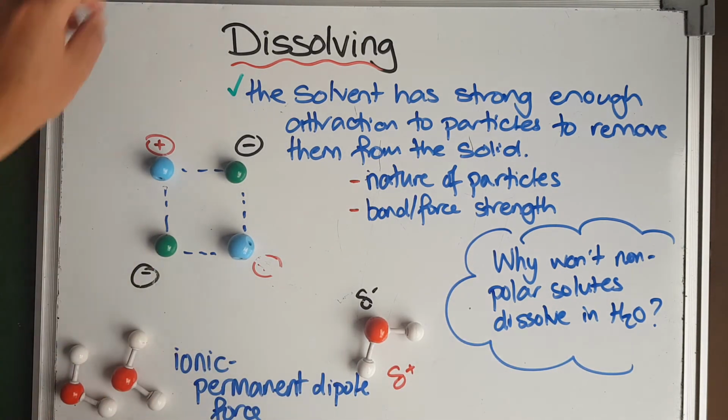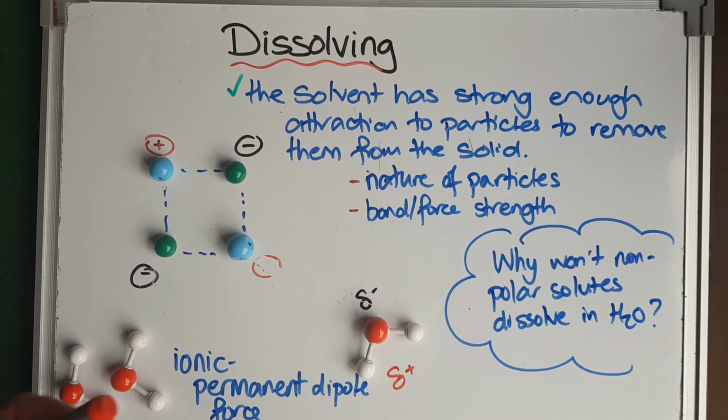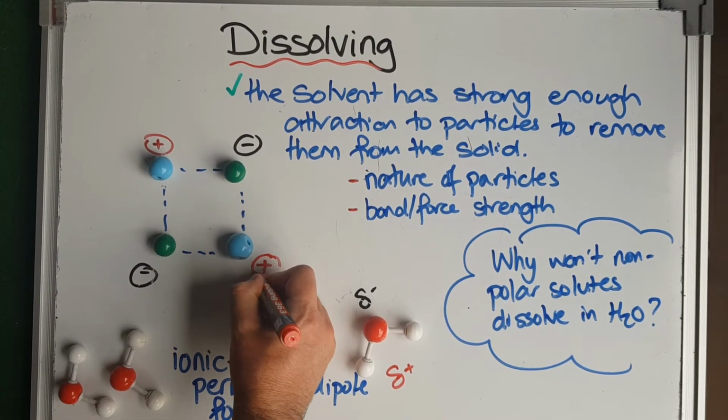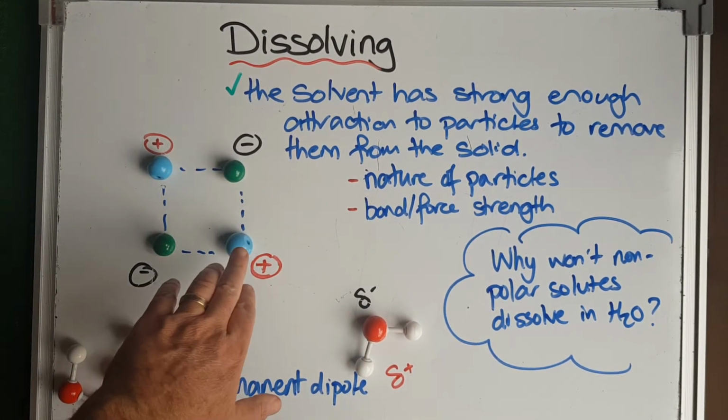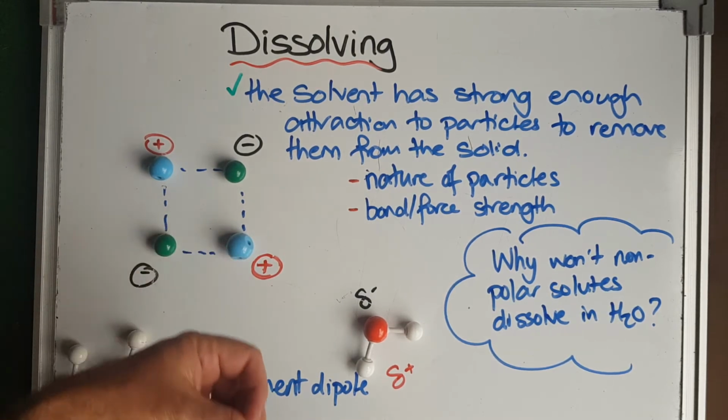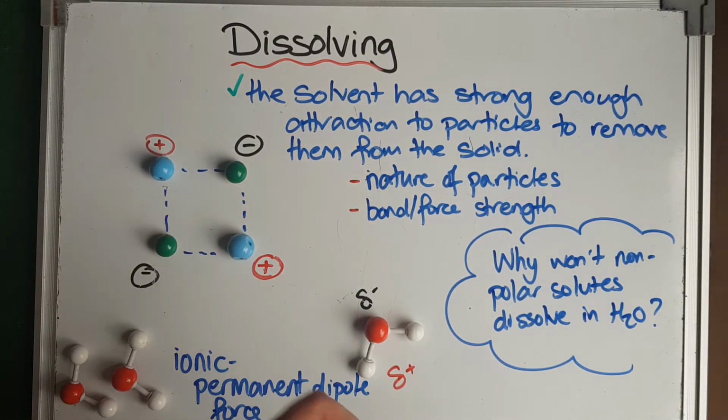If they can make a strong enough force or attraction between each other, then there is a pretty good chance that peripheral or outside ions, in this case particles, are going to be removed. And that is the process of dissolving. But they need to have a pretty strong force between them.